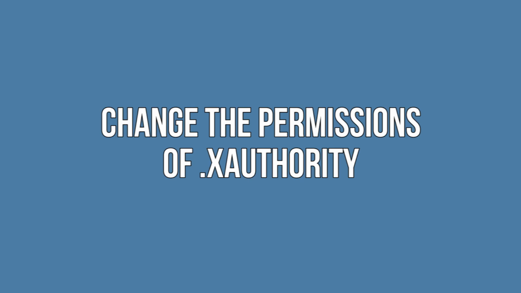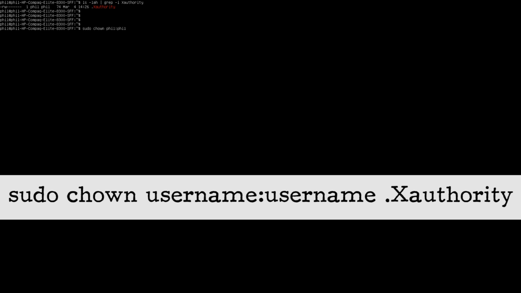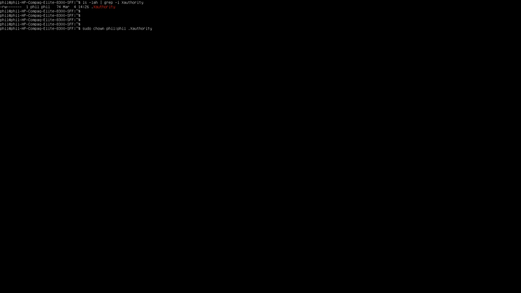Change the permissions of Xauthority. Now that you know what's causing the problem, it's time to set it right. Instead of root, your user and group should own that Xauthority file. You can change the ownership by running the chown command with sudo chown username:username .Xauthority. That should go off without a hitch, so you're ready to try logging in again. Press Ctrl Alt F7 to return to your normal login screen and log into Ubuntu.